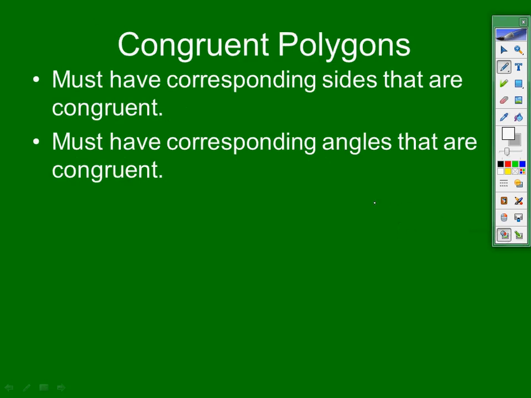The last thing we're going to look at today, congruent polygons. For two polygons to be considered congruent, it's pretty much common sense, but the corresponding sides must be congruent, and the corresponding angles must be congruent. So for two polygons to be exactly the same, they must have the same side lengths and same angle measures.